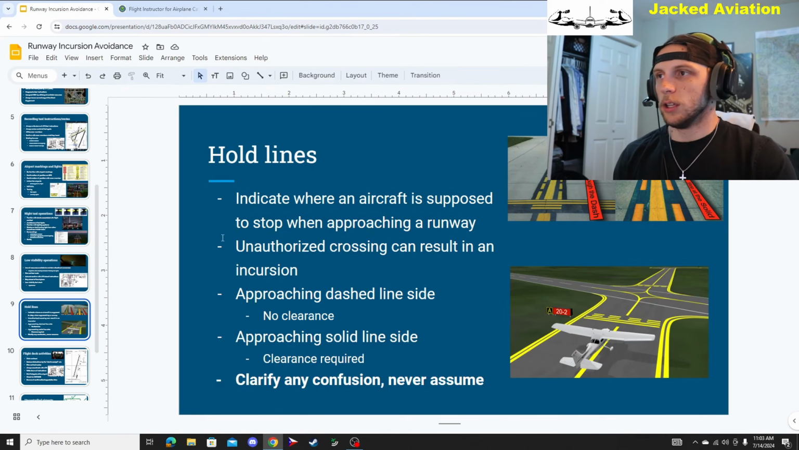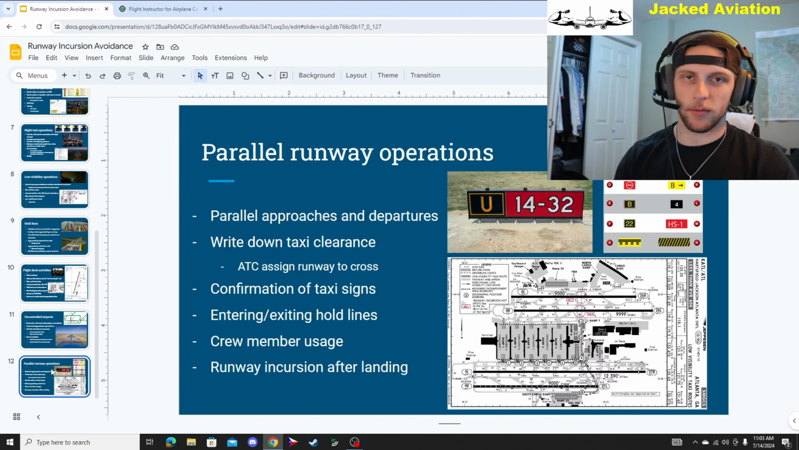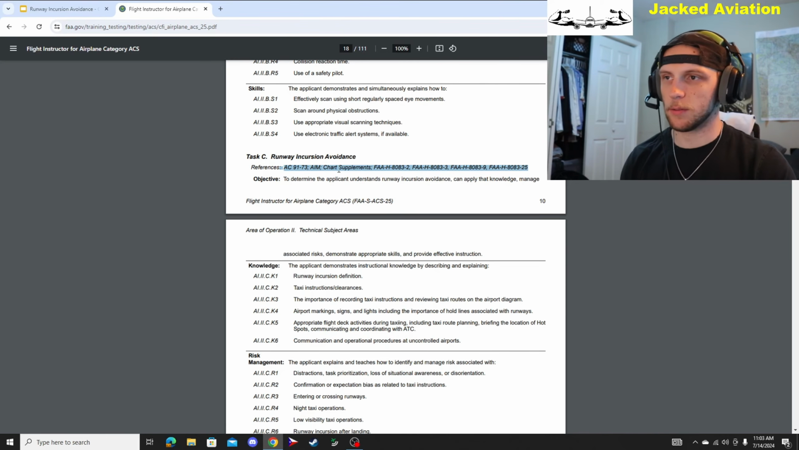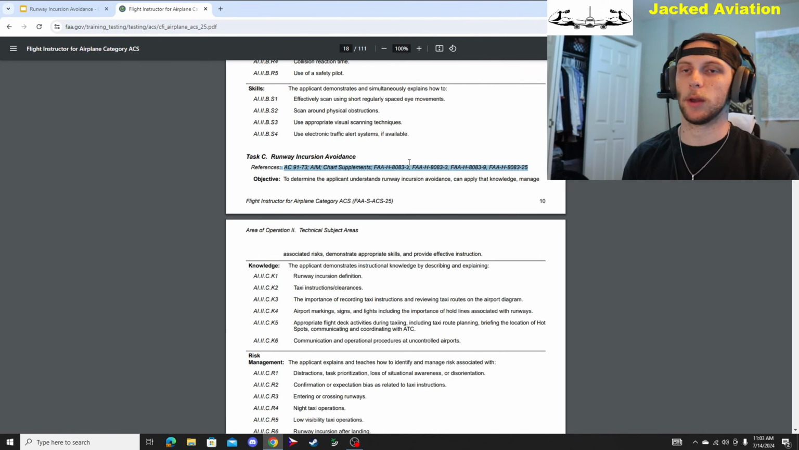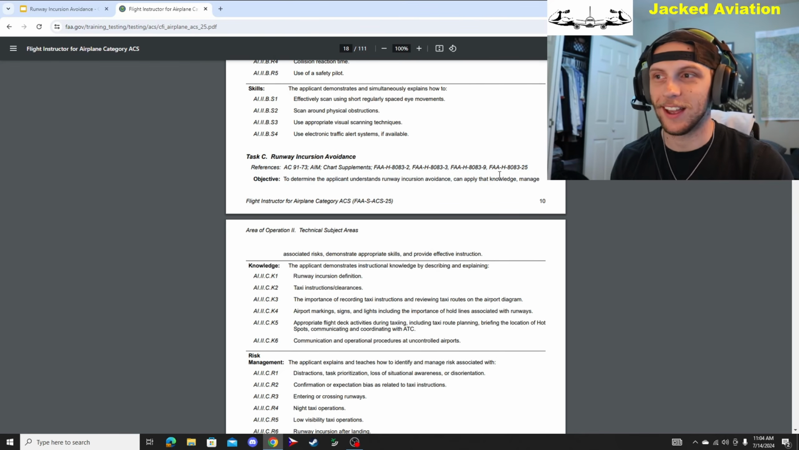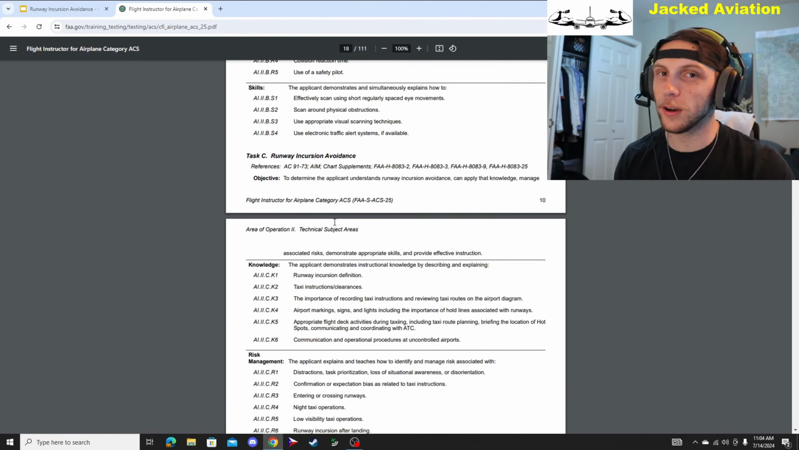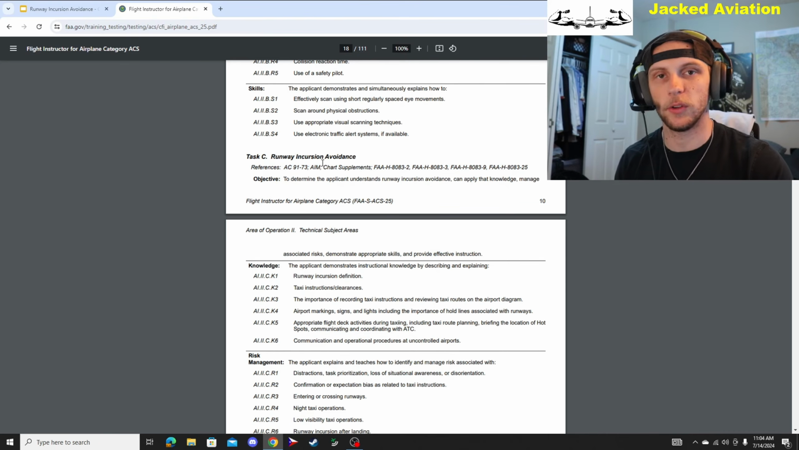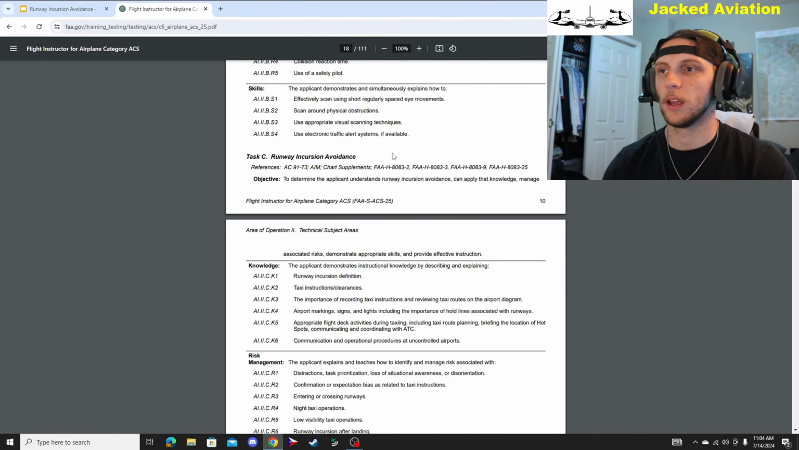All right. So again, and then as well, you could probably add a reference page for these right here, going over these: the AC 91-73, the AIM, chart supplement, and so on, the PHAK, Airplane Flying Handbook. Go over all of these, okay? Because if it's on here, Task C, runway incursion avoidance, and it's giving you references on what all this is, you're more likely to find all these topics in these references, okay? So use these references to your aid. They are there for a reason, for you as a CFI to go over for your CFI checkride.